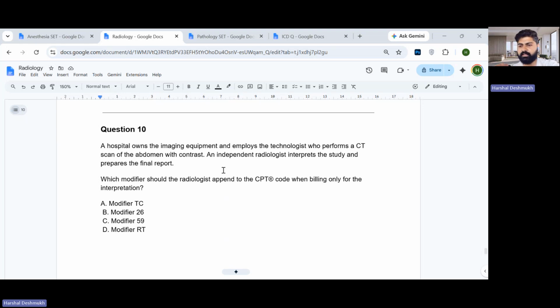A hospital owns the imaging equipment and employs a technologist who performs a CT scan of the abdomen with contrast. An independent radiologist interprets the study and prepares the final report. Which modifier should the radiologist append to the CPT code when billing only for the interpretation?